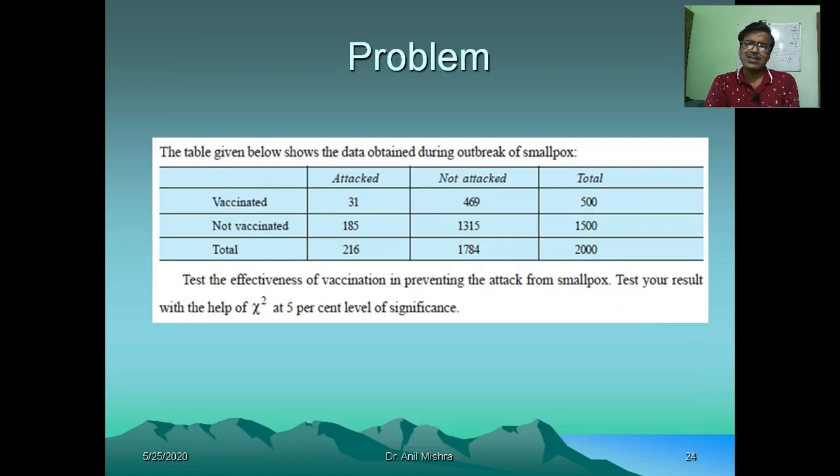Now, this is another problem. Here, the problem is given with vaccinated and non-vaccinated. It may be anthrax, smallpox attacked and smallpox not attacked, right? In this case also, 5% level of significance is given to you, and degrees of freedom, as you know, with 2 rows and 2 columns, is 1 degree of freedom. And we have to take this into account, we can solve it also, okay?